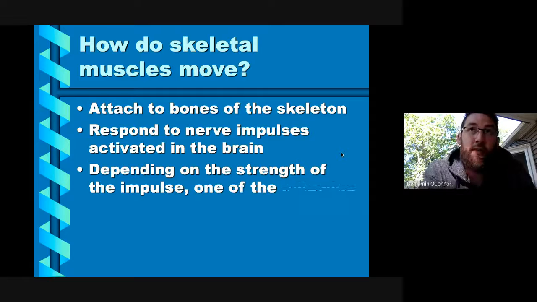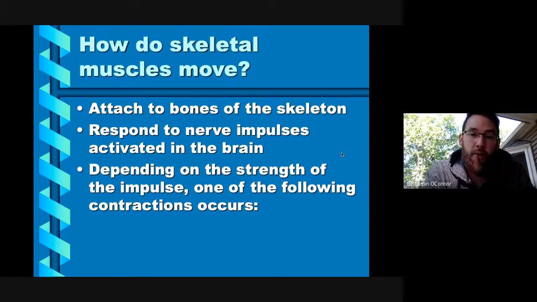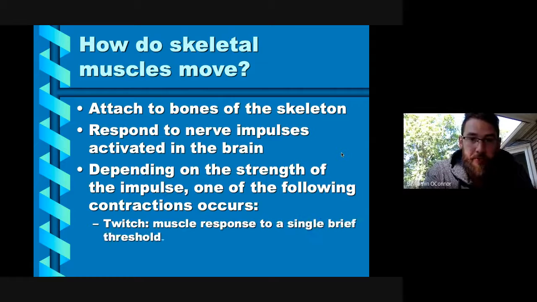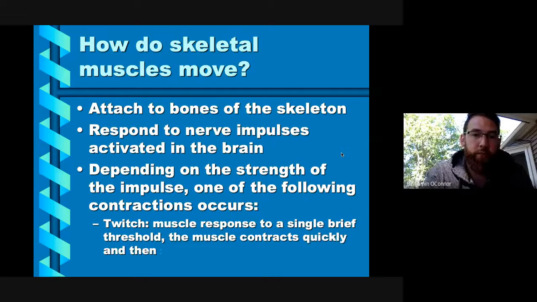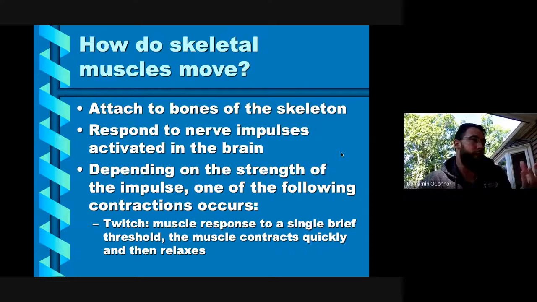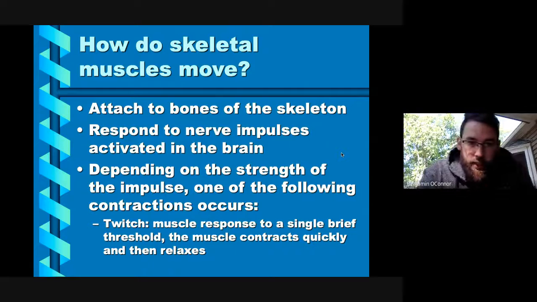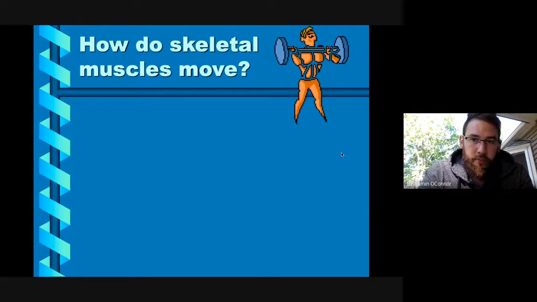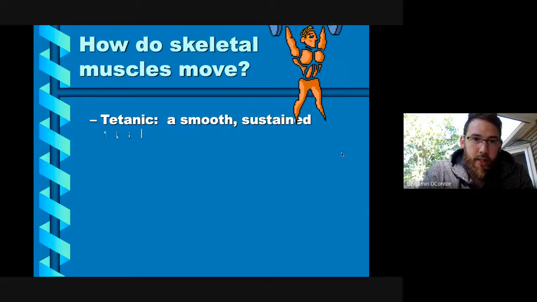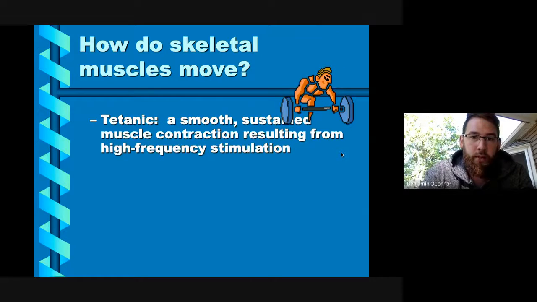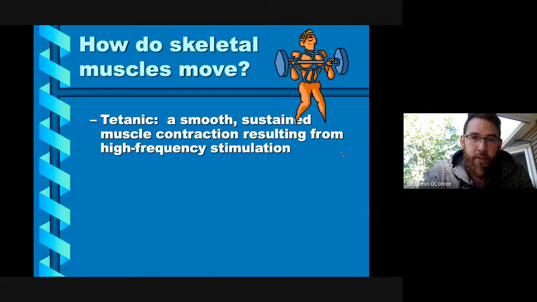Depending on the strength of the impulse, one of the following contractions occurs. It's either a twitch muscle, and that's just a very, very light, almost like a twitch, right? And then we have the other type, which is tetanic, a smooth, sustained muscle contraction resulting from high frequency stimulation.